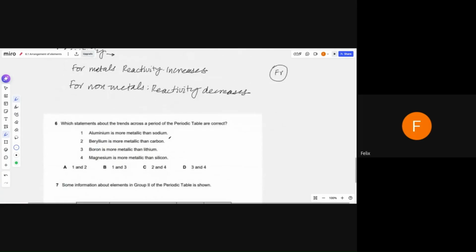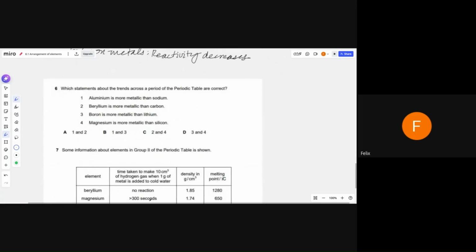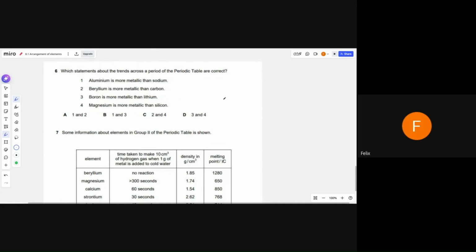questions. So I've included a sample question here, which says: which statements about the trends across the period of the periodic table are correct? Number one, aluminum is more metallic than sodium. Two, beryllium is more metallic than carbon. Three, boron is more metallic than lithium. And four, magnesium is more metallic than silicon, right?